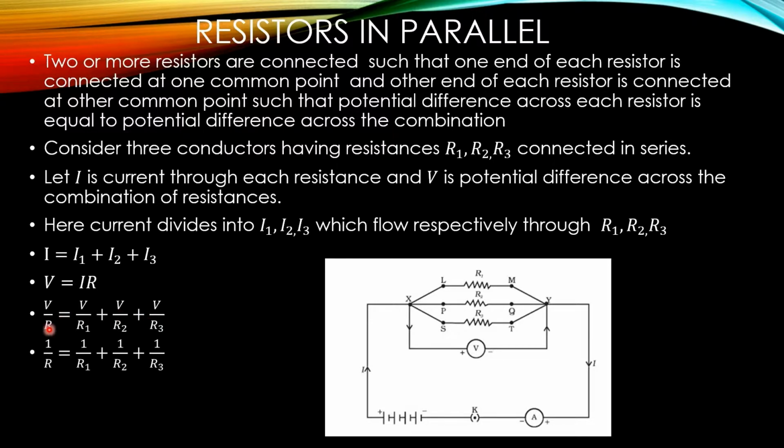Left hand side will remain as it is, V upon R. From the right side we will take V common. In the bracket it will remain 1 upon R1, 1 upon R2, 1 upon R3. From both sides, left and right, we can cancel V. Then remaining is 1 upon R equal to 1 upon R1 plus 1 upon R2 plus 1 upon R3. It means the equivalent resistance is given by 1 upon R equal to 1 upon R1 plus 1 upon R2 plus 1 upon R3.